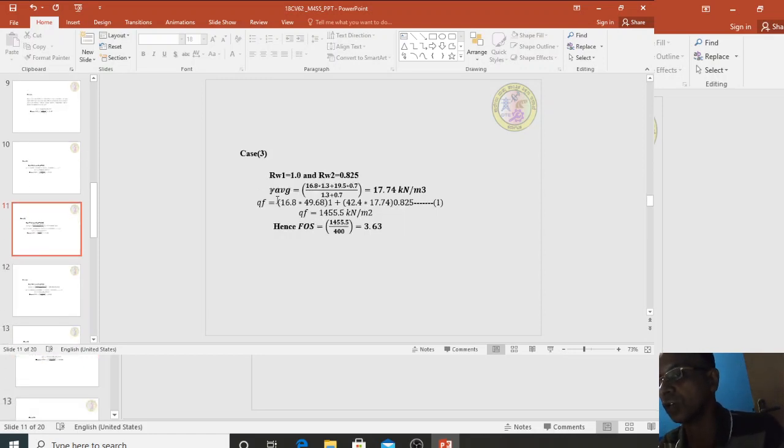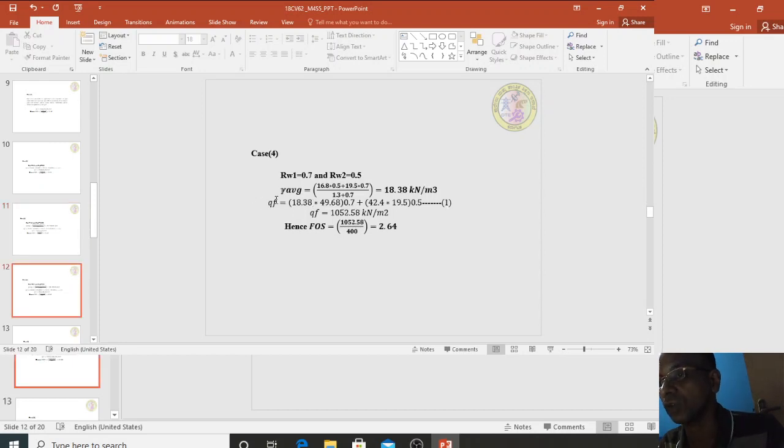Case 3, when Rw1 is 1 and Rw2 is 0.825, you have to calculate the average density, that is 16.8 into 1.3 plus 19.5 into 0.7 divided by 2, 17.74. So Qf is equal to 16.8 into 49.68 into 1 (Rw1) plus 42.4 into 17.74, the average density, into 0.825, that is the corrected Rw2 value. That works out to be 1455.5 kilonewton per meter square. That divided by 400 will give a factor of safety of 3.68.